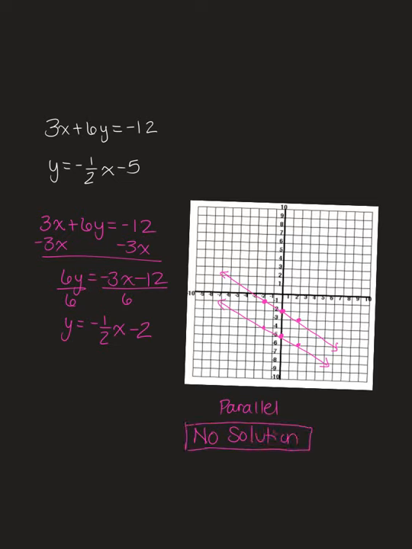Okay, and also the way to tell this without graphing is to look at the slopes. You have a slope of negative 1/2 in both. That means that they're parallel.